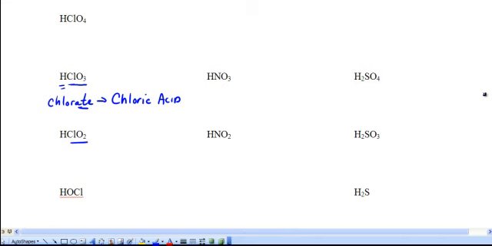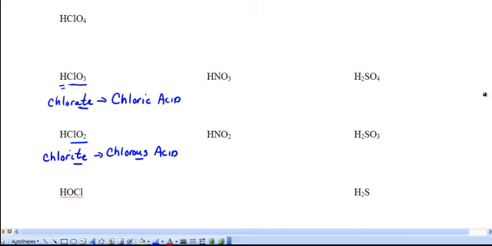Now, ClO2 is the chlorite ion. Chlorite has one less oxygen. You change your ite to an OUS ending. So chlorite turns into chlorous acid. Chlorous acid. Now you also will keep any prefixes like pers and hypos.